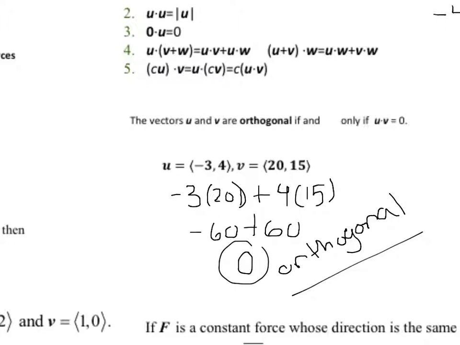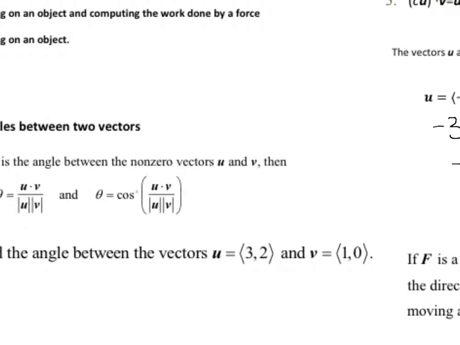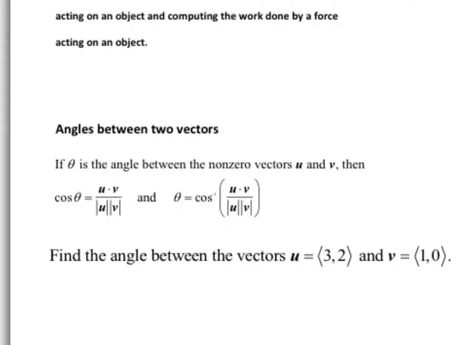Okay? So now we have to be able to find angles between vectors. Here's some more equations. The cosine of the angle is the dot product of u and v divided by their magnitudes multiplied together, or the angle is the inverse cosine of that. Okay?